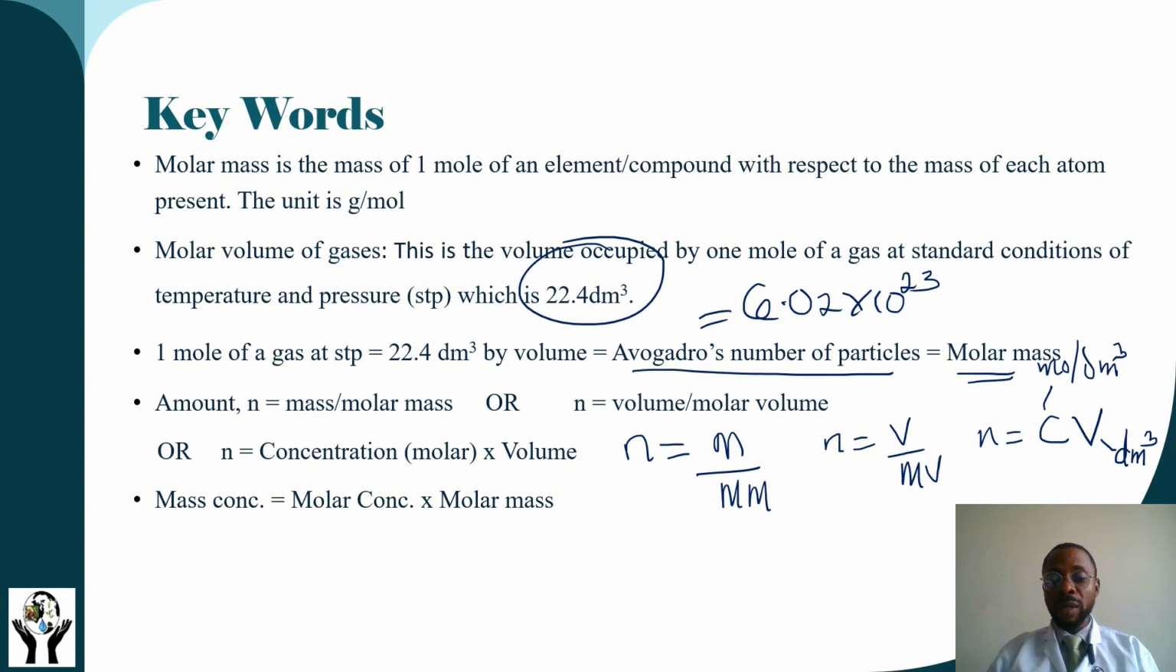Then finally, don't forget the expression that connects mass concentration with molar concentration and molar mass. The mass concentration will be equal to molar concentration multiplied by molar mass. Don't forget, the unit for mass concentration is gram per dm cube.